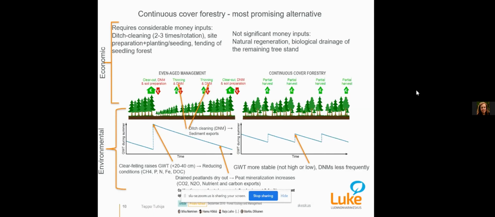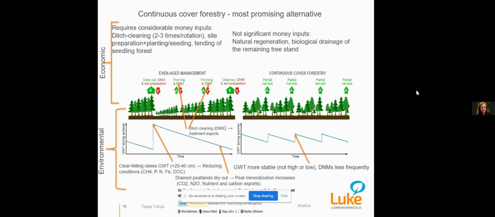And then there is this problem, as I already told you about, that these drained peatlands may dry out, especially the stands that are approaching the clear felling stage, so peat mineralization may increase, increasing carbon dioxide and nitrous oxide emission and nutrient and carbon exports.